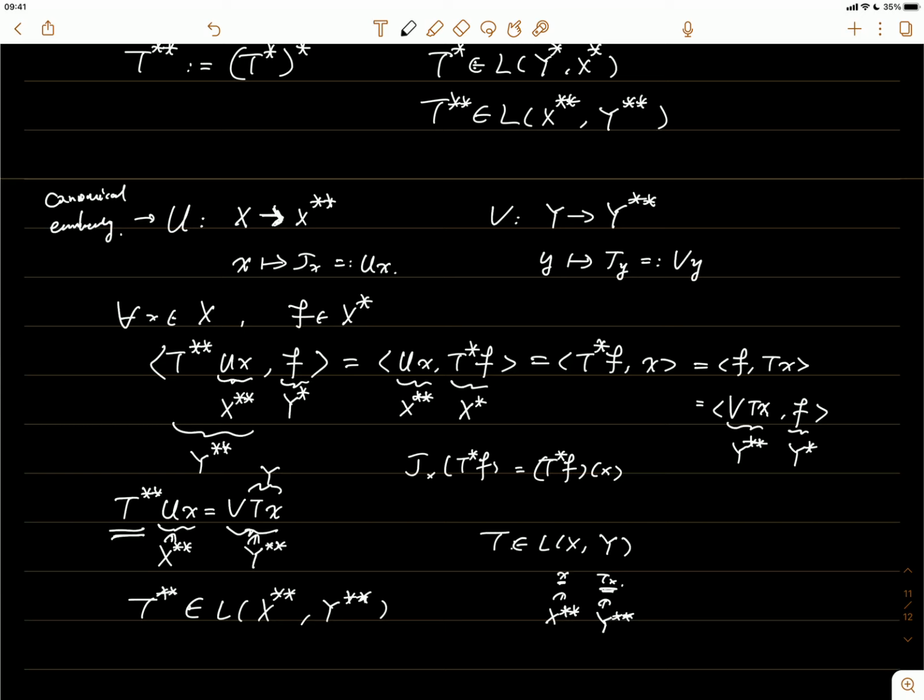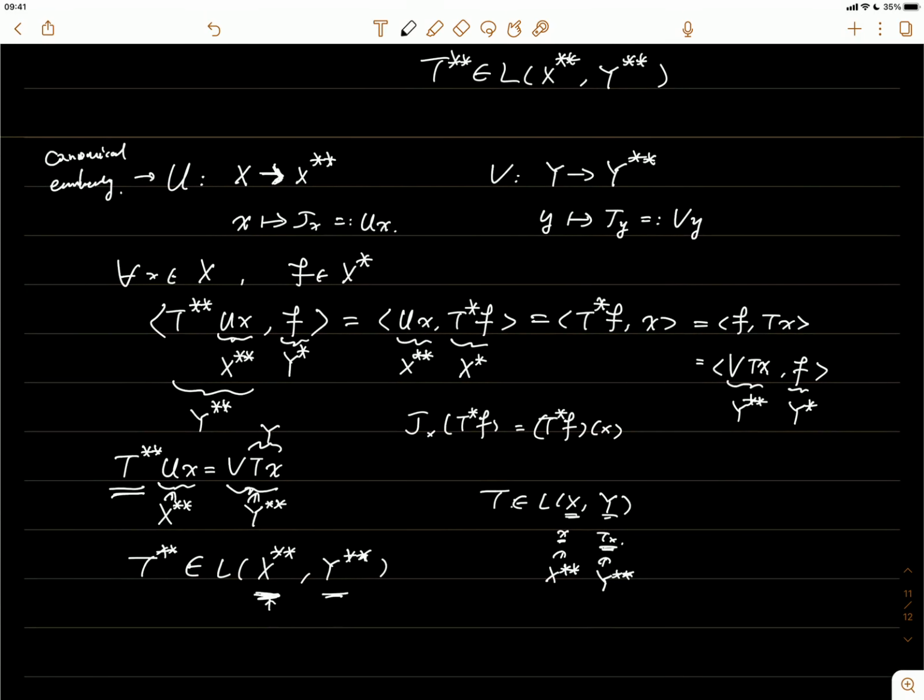On the other hand, we know that T double star can be applied not just to X, but also to the bidual, which is larger than the original X. So you can think of T double star as an extension of T. T was originally only defined over X, but now it is extended to the whole bidual X double star, and that is our T double star.